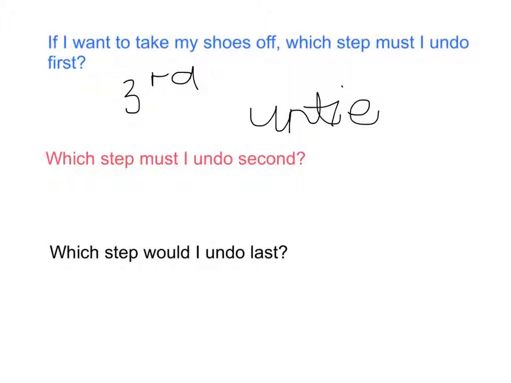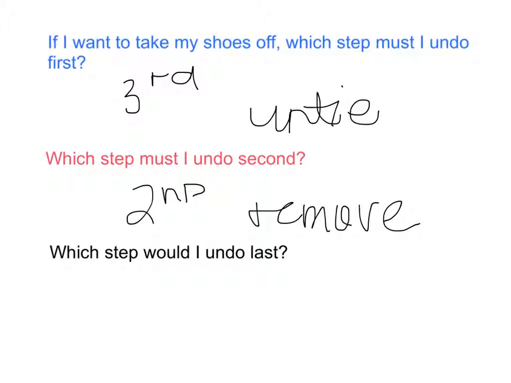Which step must I undo second? I would have to do the 2nd step, which is actually removing my shoes. And then the last thing I would have to do would be the 1st step, which would be remove my socks. So you can see here that you do something, and then once you get to the end, you have to work backwards to reach some other goal.